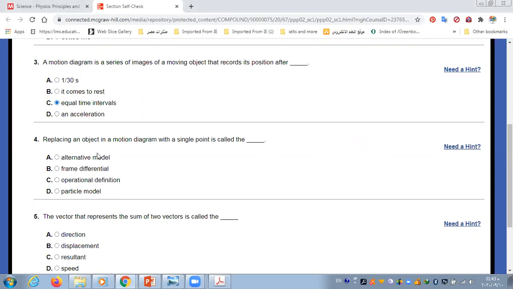Who will answer number 4? Faris Khalid Khattabi. Replacing an object in a motion diagram with a single point is called the particle model. Okay, thanks, Faris.